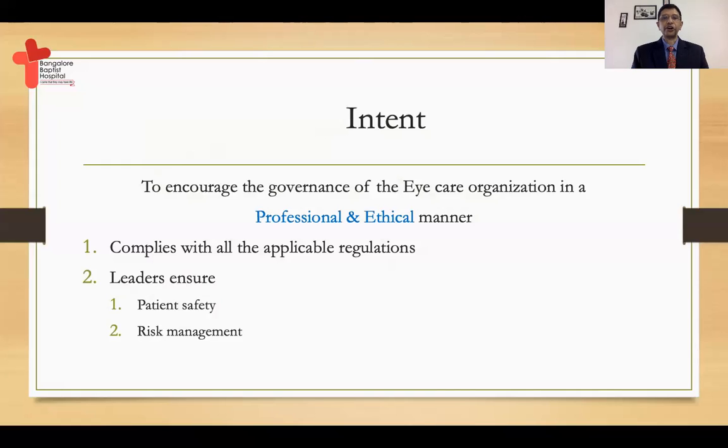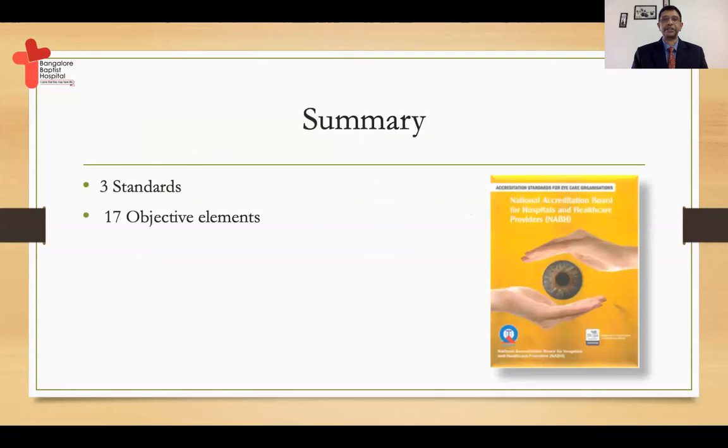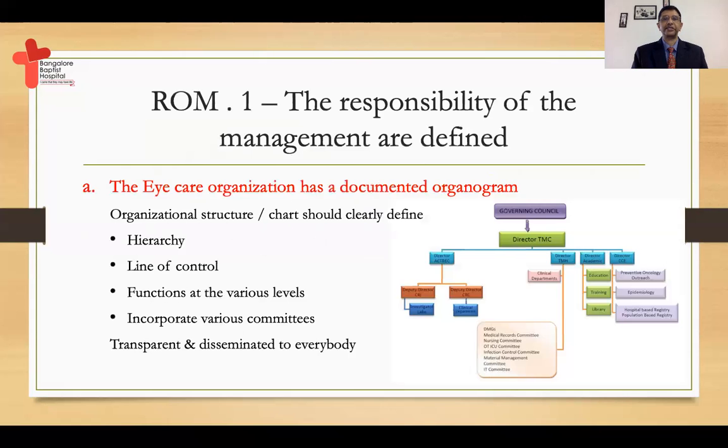The intent of this chapter is to encourage the governance of the eye care organization in a professional and ethical manner. When an organization follows this chapter perfectly, it will comply with all the applicable regulations and its leaders ensure patient safety and risk management. This chapter has 3 standards and 17 objective elements.